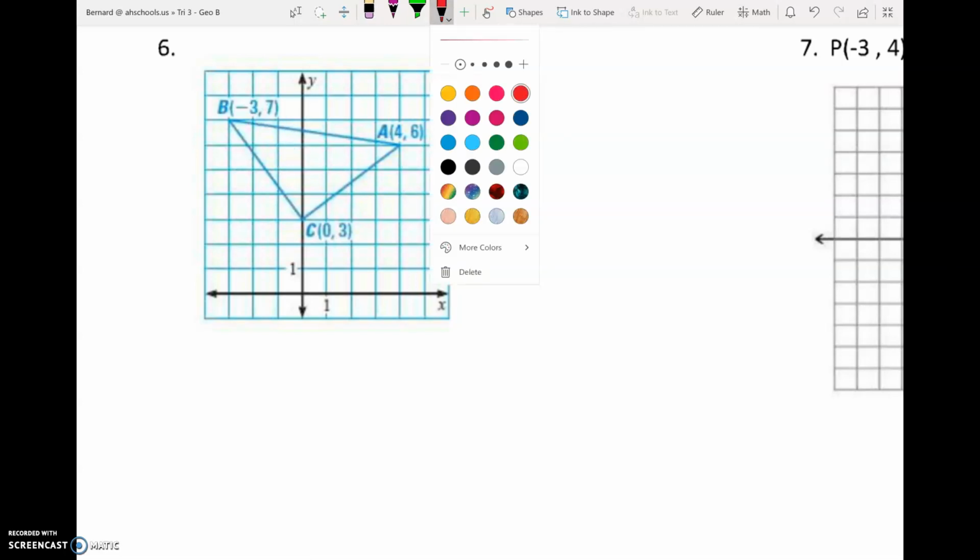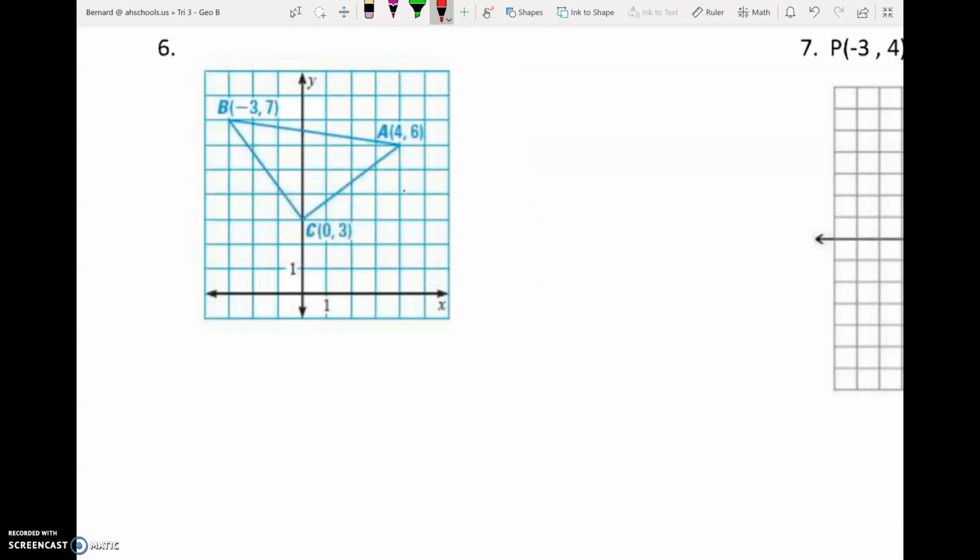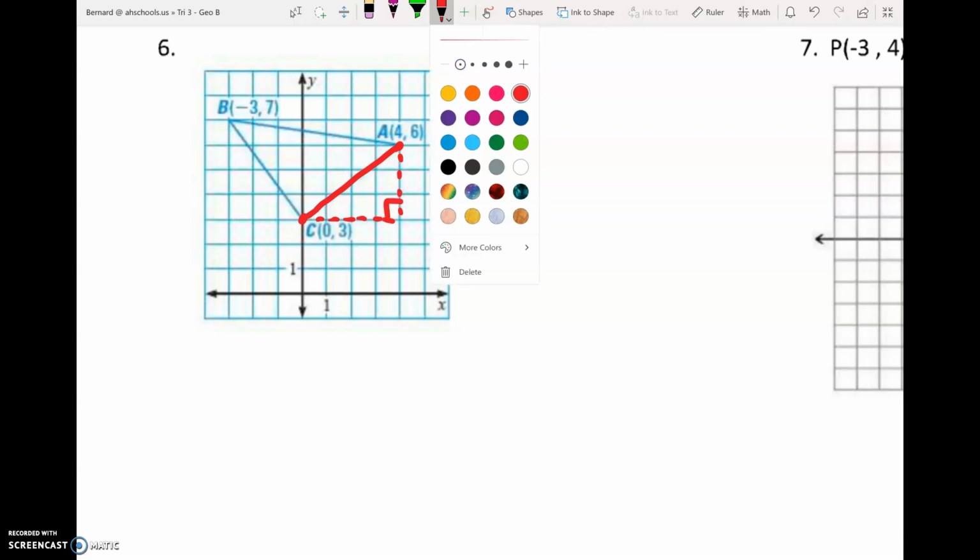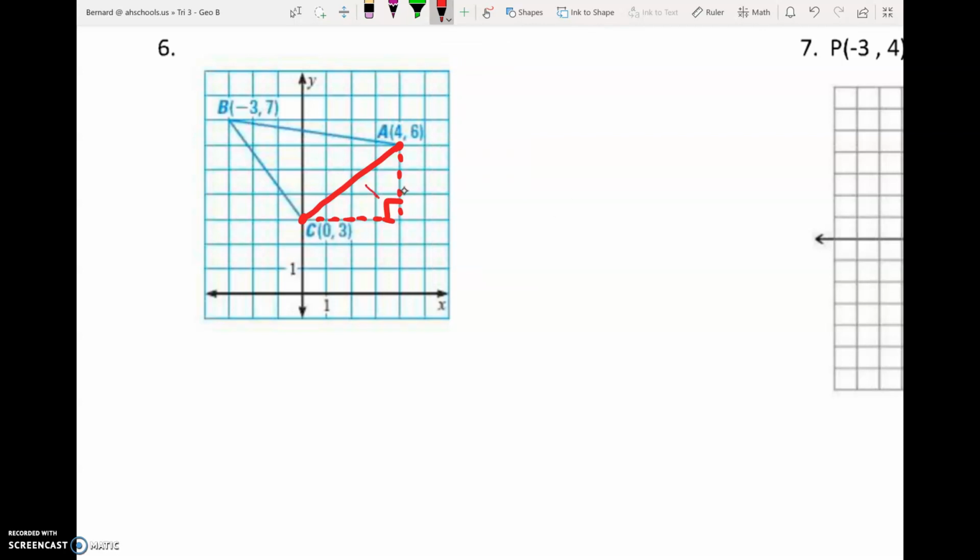So in order for us to figure out how long these sides are, let's start with the side A to C. So this side right here. And we can't just count boxes because it's diagonal, but what we can do is make another triangle by drawing straight down and straight across until they intersect. And that creates a right triangle. And what we're going to want to know here is, right, across from our right triangle is always our C side.